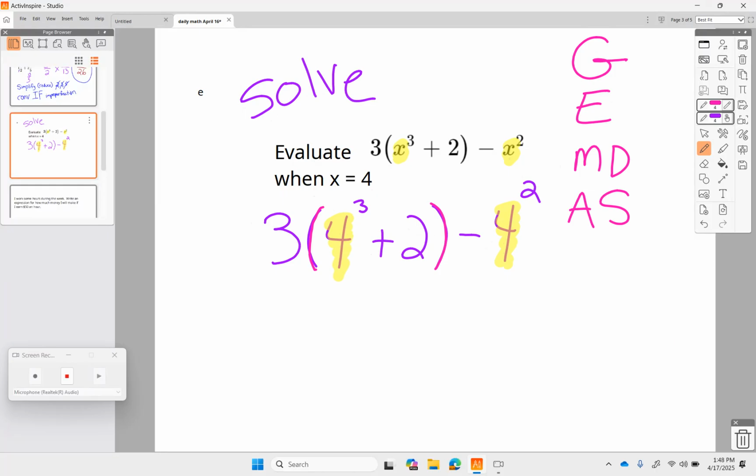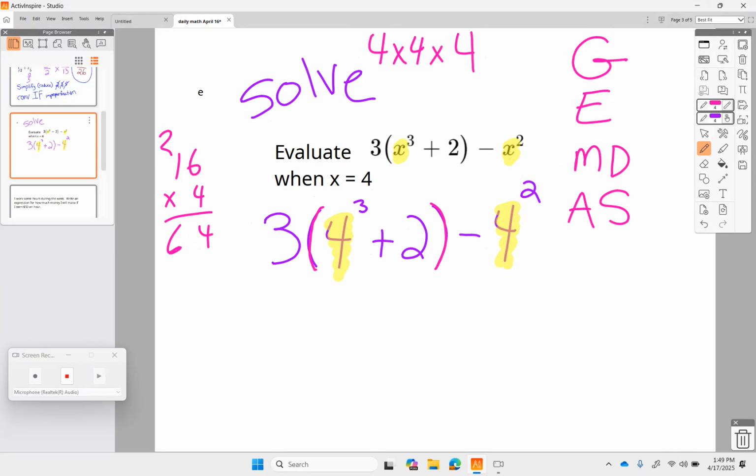No. Okay, it means 4 times 4 times 4. Why do I have 4 3 times? Because the exponent is the 3. So 4 times 4 is 16. And then 16 times 4 is 64. Again, you can use a calculator. You can ask me for help.